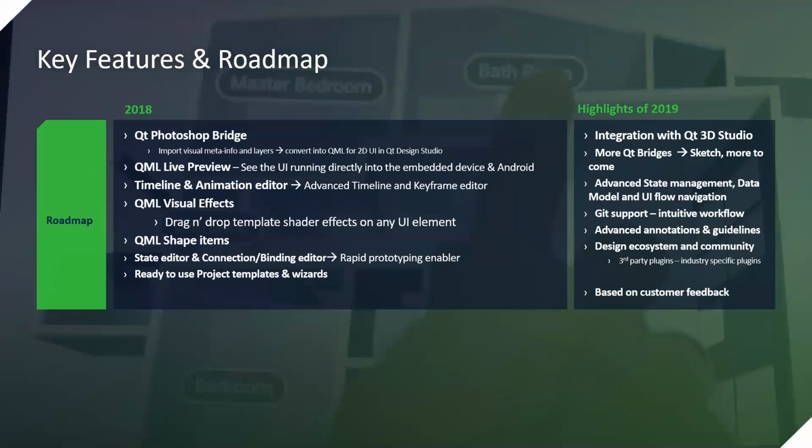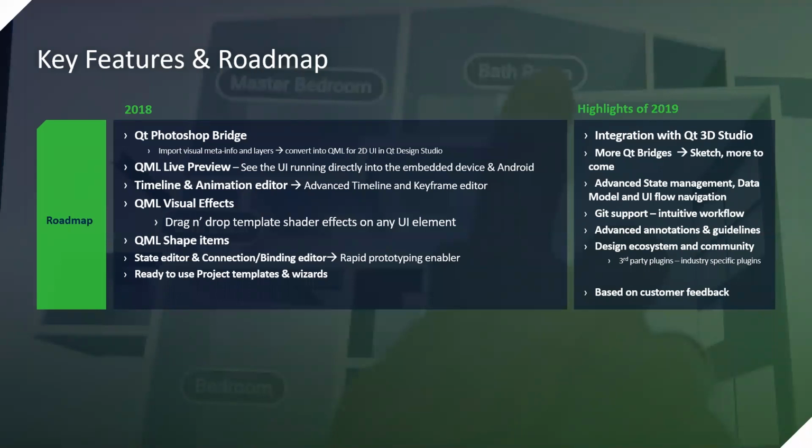For next year on the roadmap, we have deep integration with Qt 3D Studio. We have more bridges, most specifically Sketch. We plan to have far more advanced state management, data model integration, and UI flow navigation. So basically, we want to provide far more visual tools to make the UI interactive. We are thinking about Git support with a very easy and intuitive workflow, so it becomes possible for designers to use Git to collaborate with the developers.